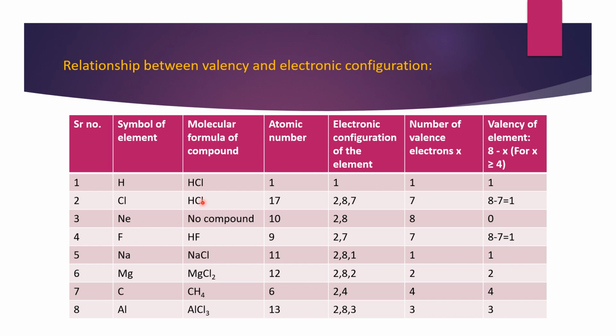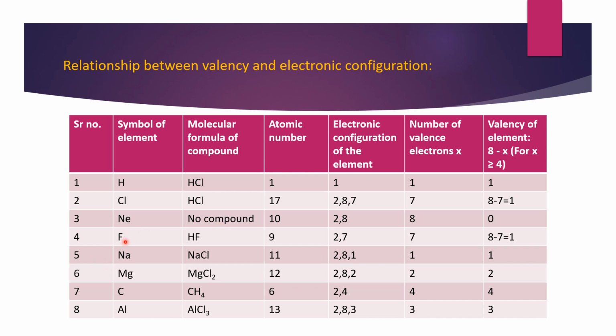Ne, neon. It doesn't combine with any other element, so there is no compound. But what is the valency? Atomic number is 10, so the configuration is 2 and 8. Outermost electrons are 8, so 8 minus 8 is equal to 0. If the valency is 0, the element doesn't participate in the formula of any compound.